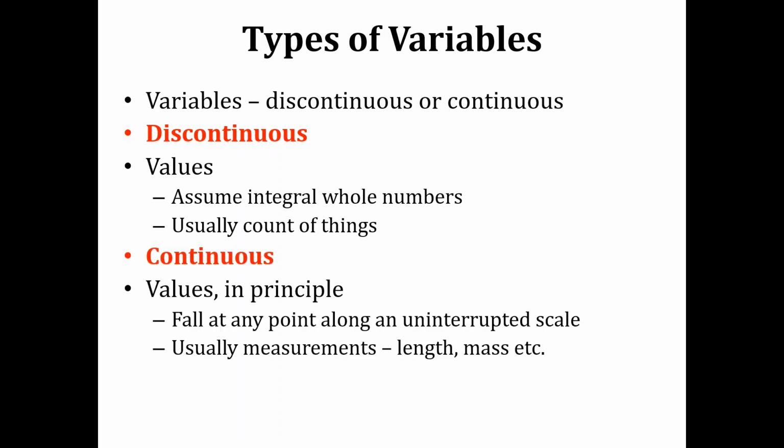And the continuous variables are those in which values in principle may fall at any point along an uninterrupted scale, and these are usually measurements of things like length and mass, etc. So these are two types of variables, continuous and discontinuous. In discontinuous variables, because these are usually counts of things, the values or observations that we have on the discontinuous scale are whole numbers, right? They are whole integral numbers, and they don't have intermediate values.